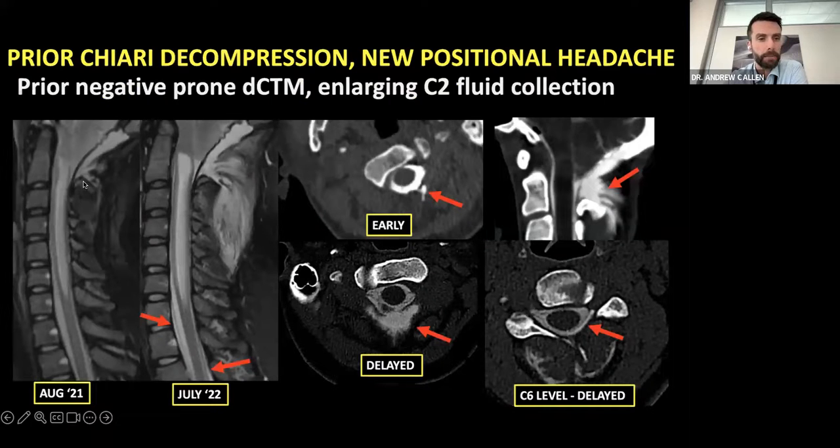This patient had a Chiari decompression and then developed symptoms and imaging findings of intracranial hypotension. And we see here that when we first looked at our imaging in August 2021, there was no epidural fluid collection. There was, however, fluid along the cranioplasty defect. About a year later, that fluid really increased at this level. And there was also beginning to be a spinal epidural fluid collection.